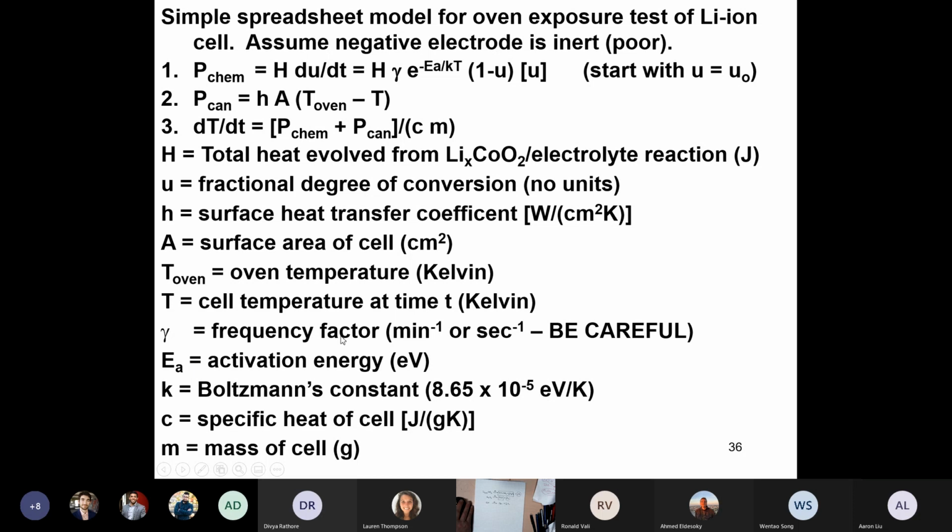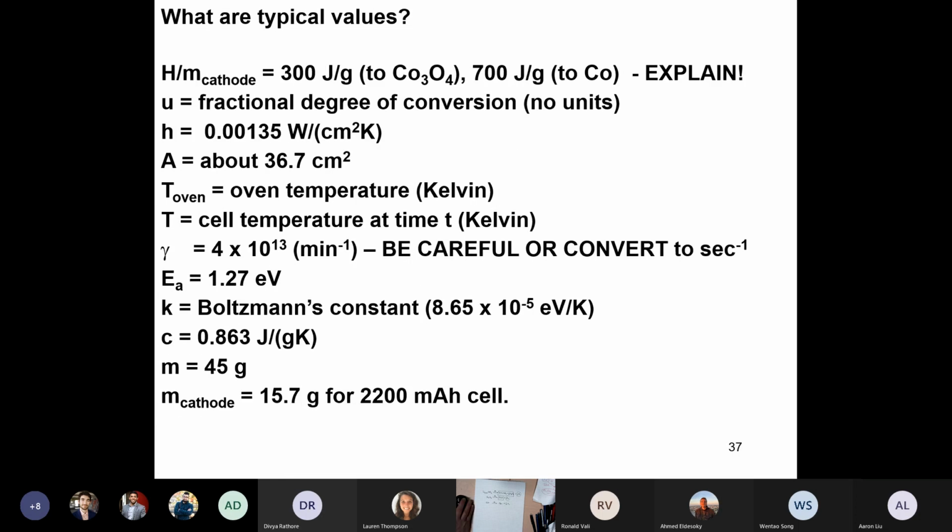You know the frequency factor from your kinetics determination. You know Boltzmann constant. You know the specific heat of the cell, and you know the mass. So everything you need to do this, you know. And here are typical values that you're going to need for your homework when you work on this particular problem.